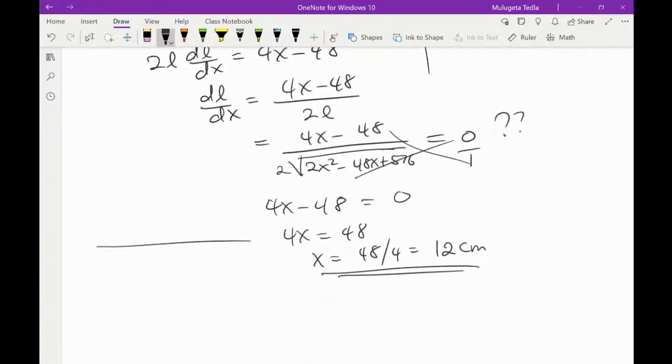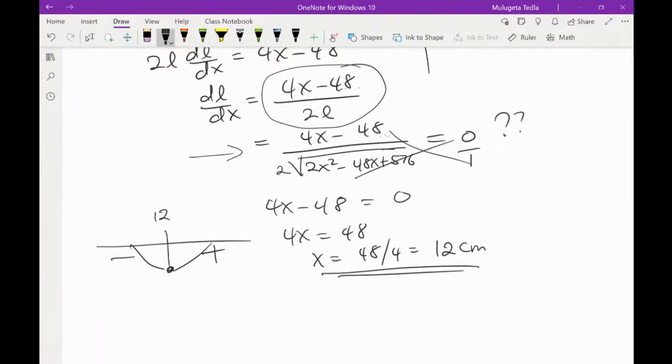We can test it at 12. Take a number less than 12, say 11. 44 minus 48 is negative. Take a number above 12, put 13. It is 52 minus 48, positive. So this is the minimum point, as you can see.